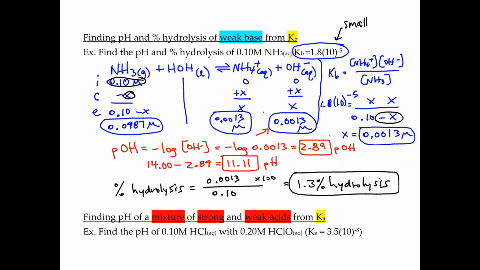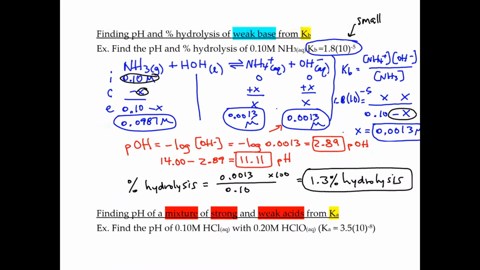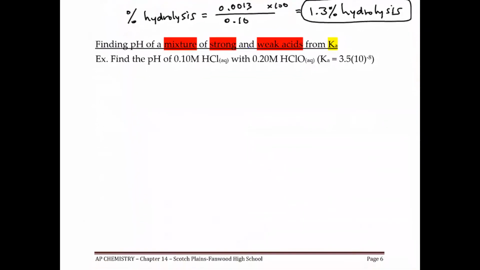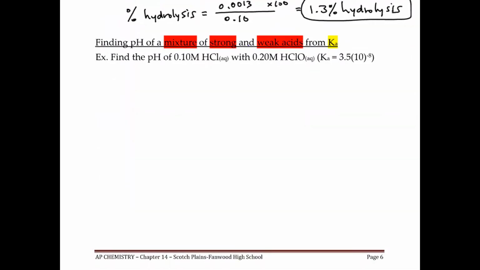as your final answer. Okay, now we're going to move on to what happens if you have a mixture of strong and weak acids in the same beaker. So we're going to mix two acids. We're going to mix the strong acid HCl and the weak acid HClO, which is hypochlorous acid.